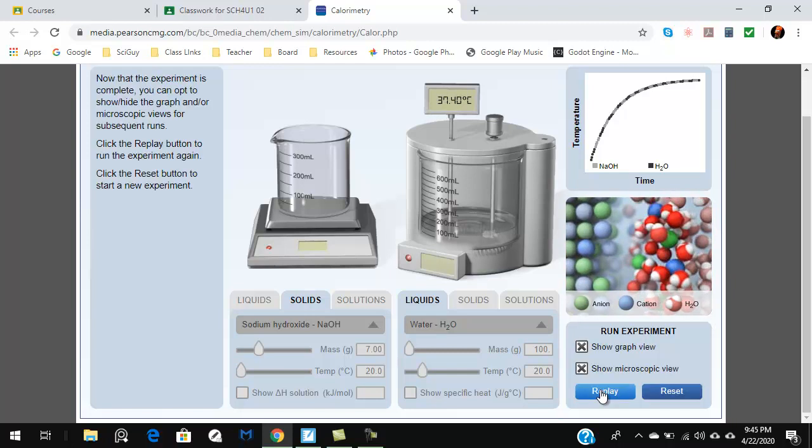Okay, and there's the end of the experiment. We can see the temperature went up to a maximum and then stopped at 37.40 degrees Celsius. So those are our two temperatures, 20 to start and 37.4 to finish. So let's go back to the other screen and take a look at how we do this calculation.